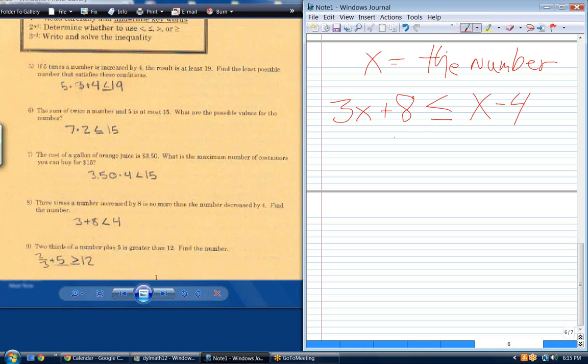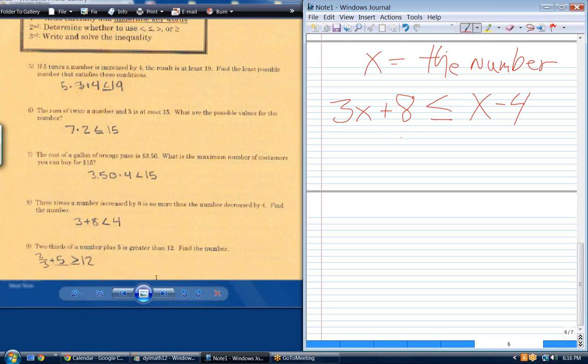Alright. I kind of like to do these in one step. I kind of like to move my variables all to the left and my numbers all to the right. Actually, my math teacher said that we didn't have to solve this one because we haven't learned how to solve it yet.